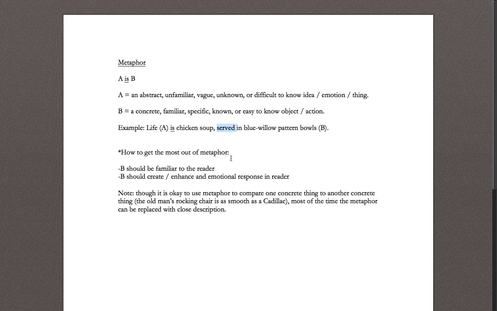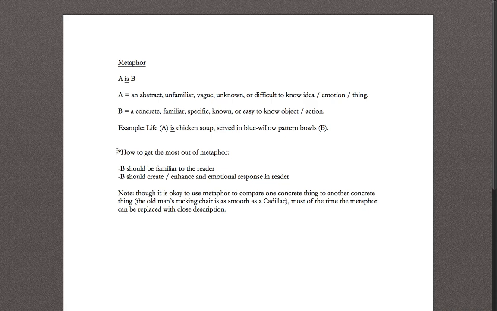We talked about that in the tone and attitude video when we looked at Fear and Fame, that it's chicken soup served in blue willow pattern bowls. So it has a verb attached to it, and we're going to come back to that verb and say how that creates quite a bit of meaning for the poem and for this metaphor.